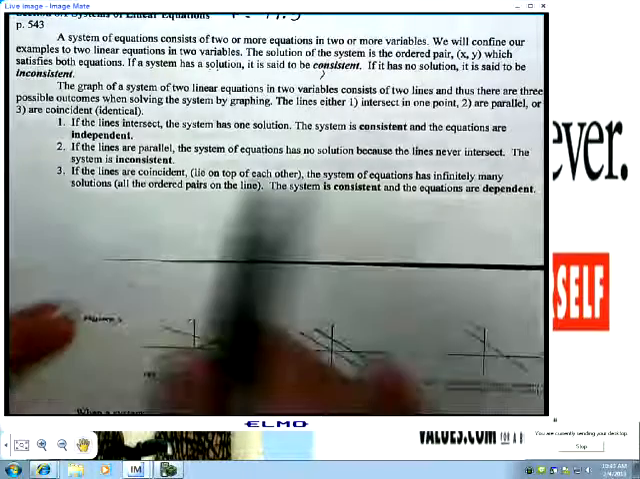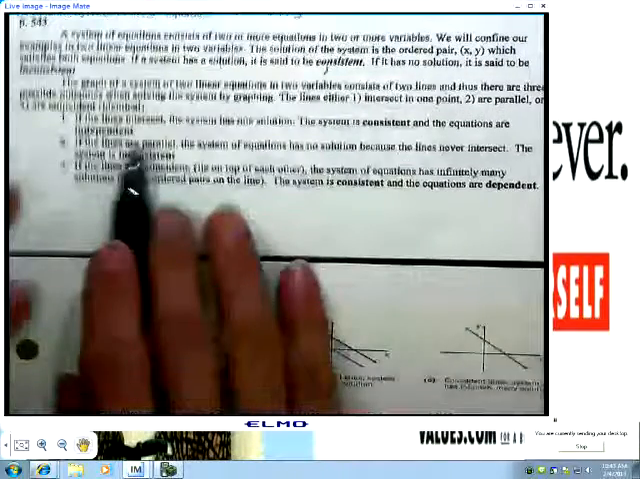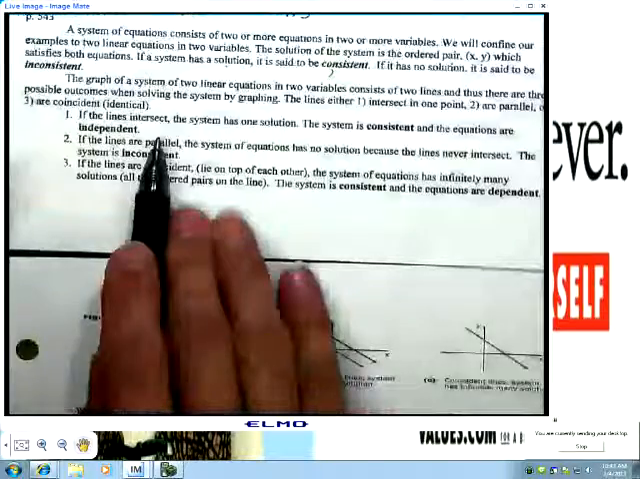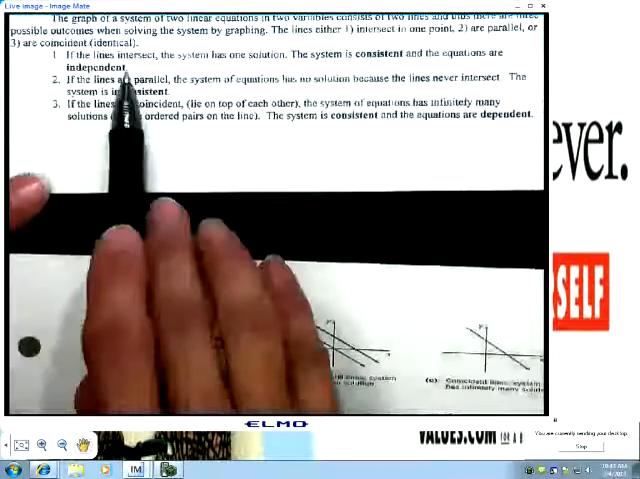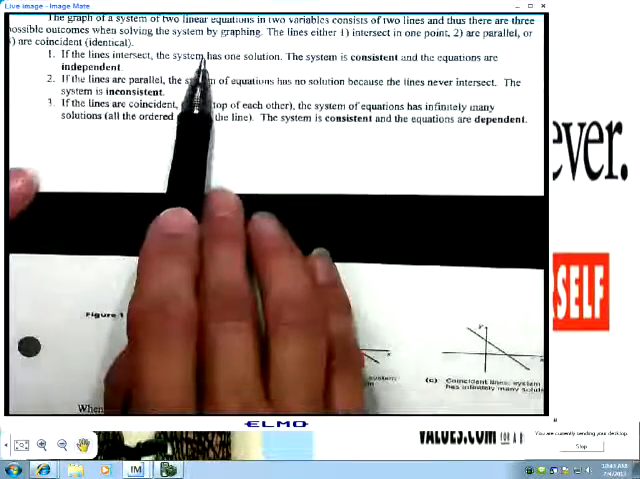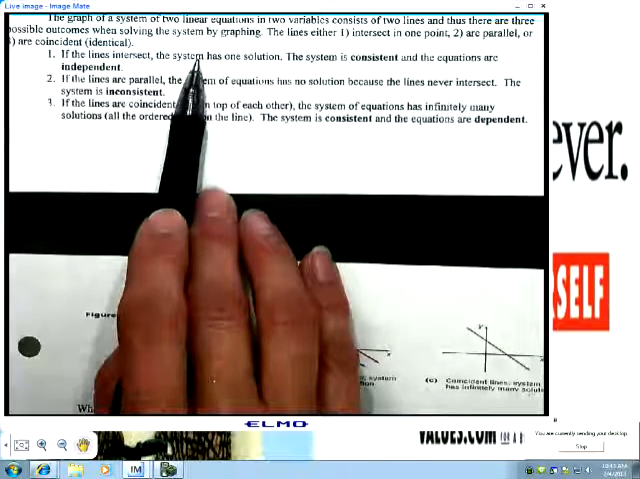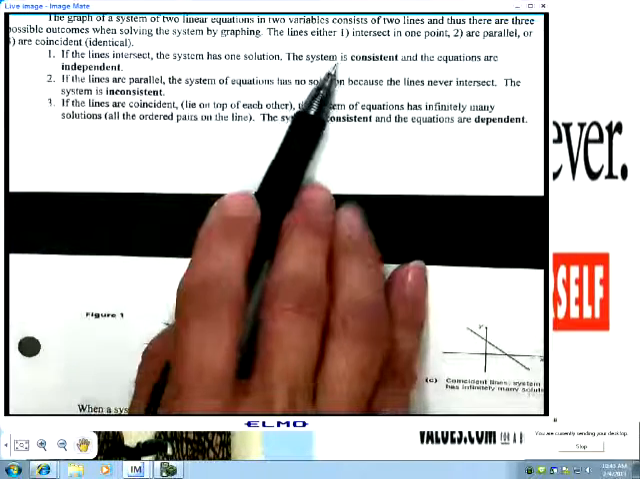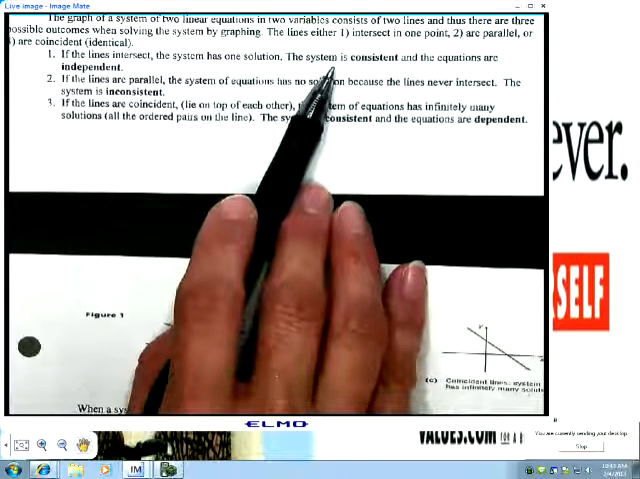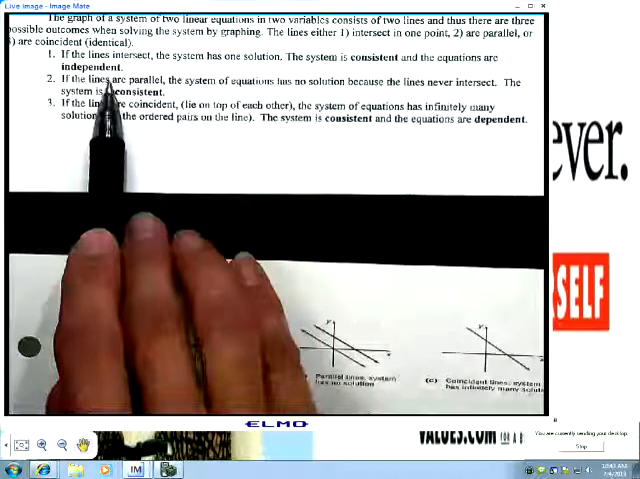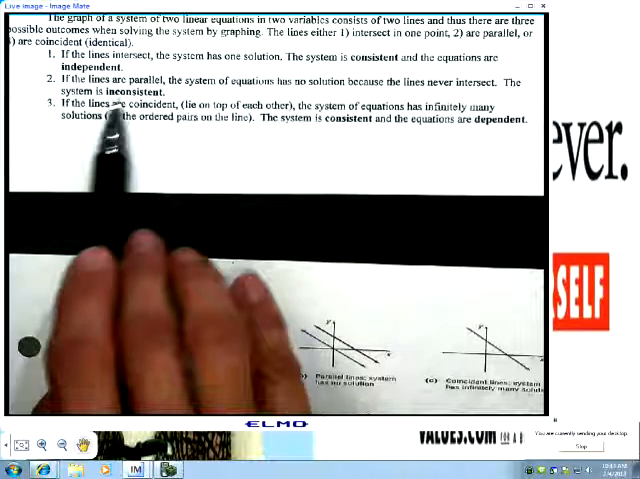The three things that can happen if you graph two lines are that the two lines can intersect in one point. That one point is the solution. The system does have a solution, therefore it's consistent. There's one other word you need to know in number one and in number two.